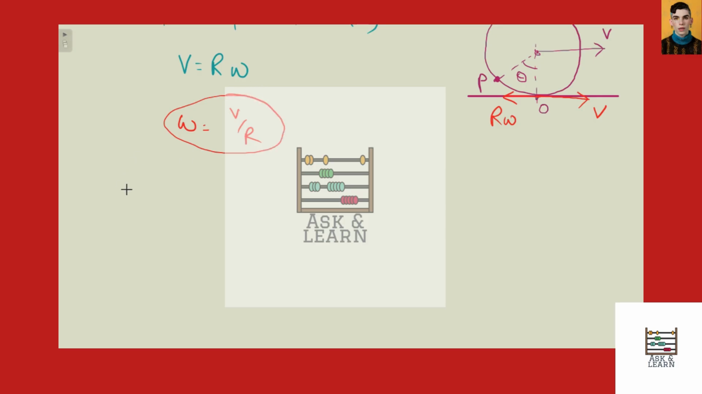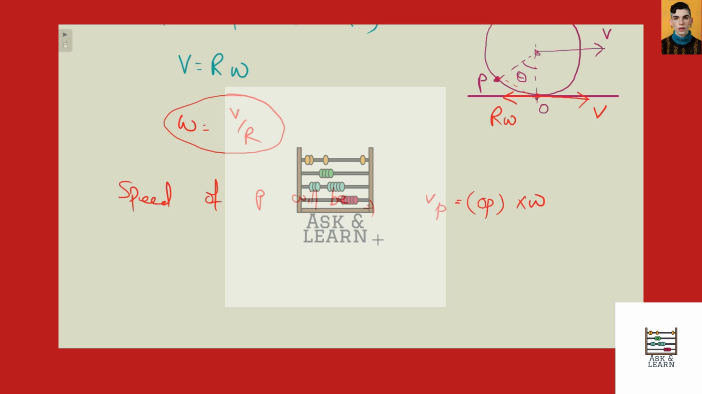Now the speed of P will be given by Vp is equal to OP into omega. OP is the distance between these two points. This is our OP, and this is the speed of this particle.